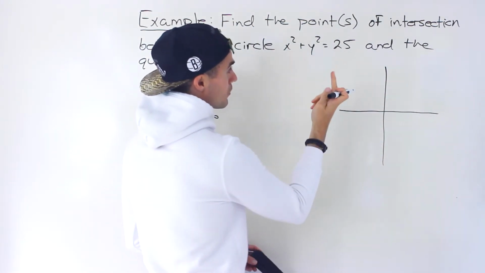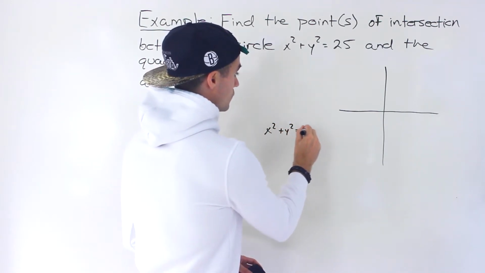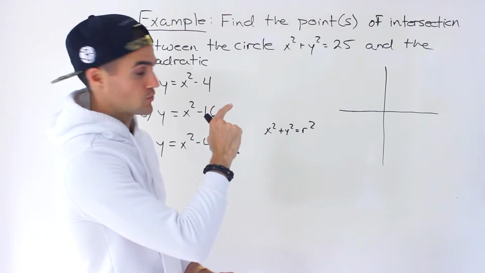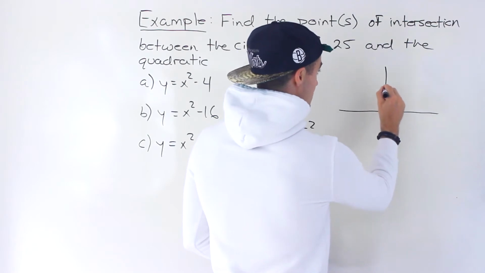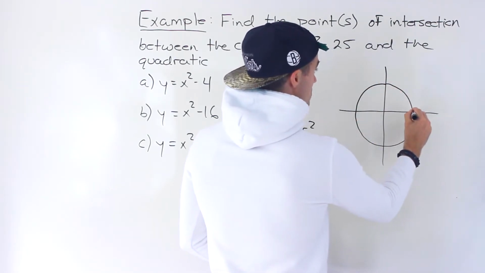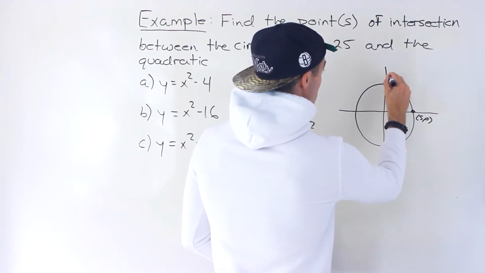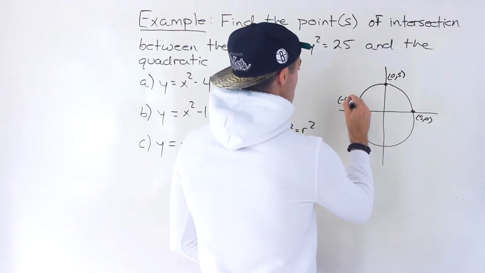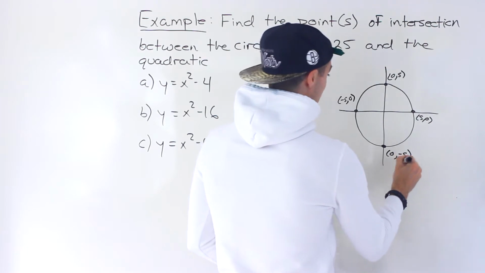So we could tell, remember, the equation of a circle is x squared plus y squared equals r squared. So if we square root 25, that would give us 5. So we have a circle that's centered at the origin, and it also has a radius of 5. So this point is going to be 5 and 0. This point here is going to be 0 and 5. This point here is going to be negative 5 and 0. Then this point here is going to be 0 and negative 5.